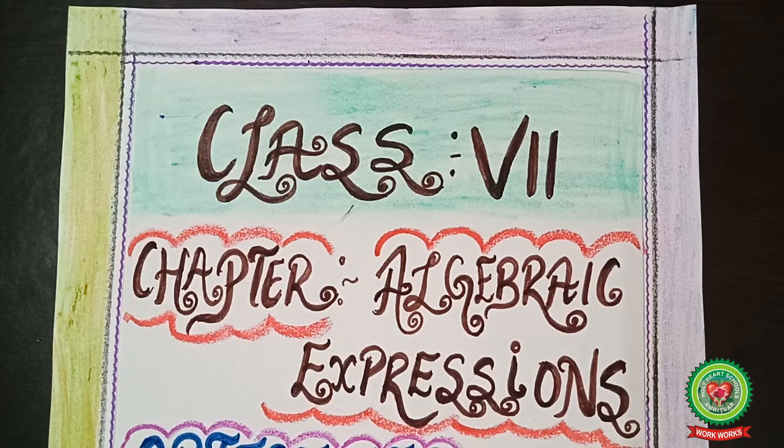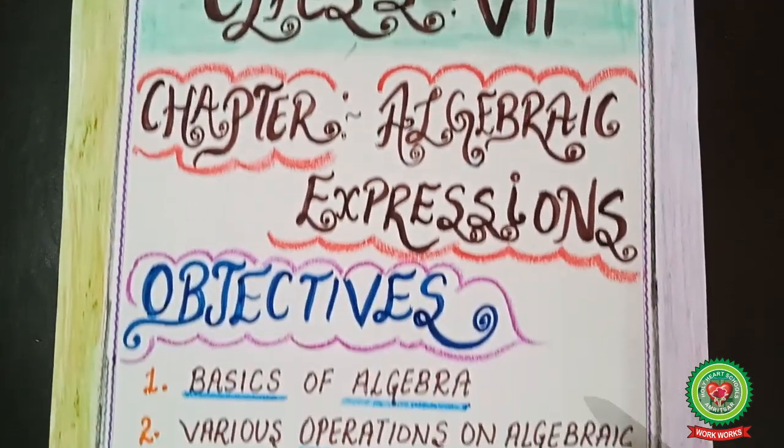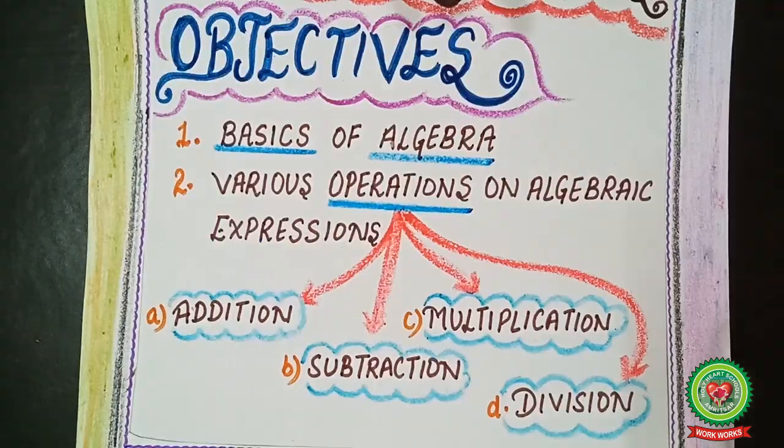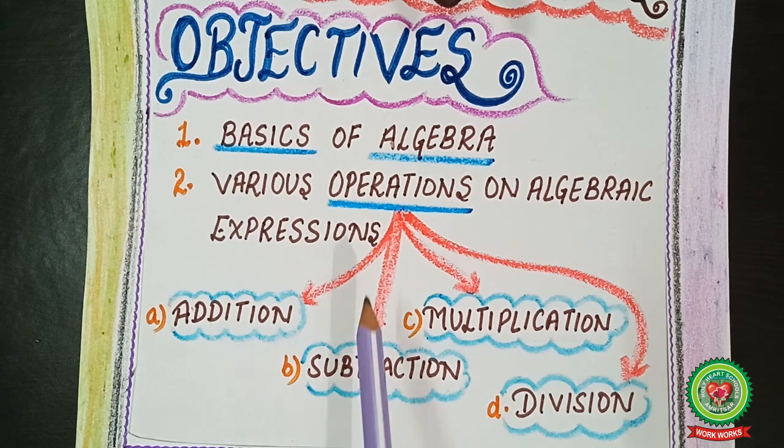Dear students, in this chapter Algebraic Expressions, we have already discussed the basics of algebra and two operations, that is addition and subtraction on various algebraic expressions. And in the last videos, we have discussed the multiplication of monomial as well as binomial and trinomial terms or expressions. So today's video is going to be about the multiplication operation on binomial with binomial expressions. So let's get started.